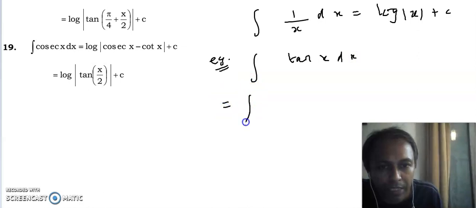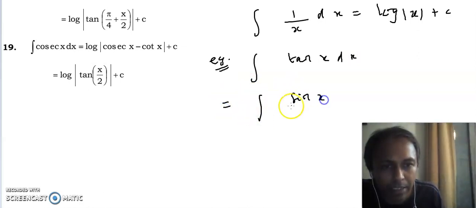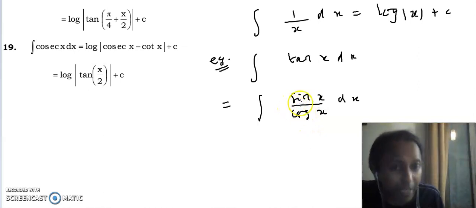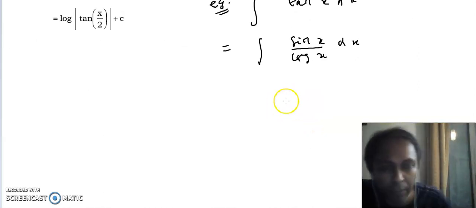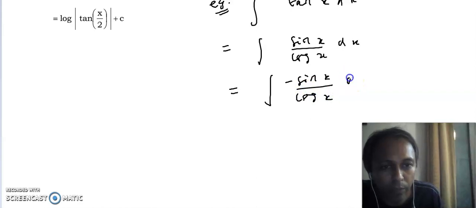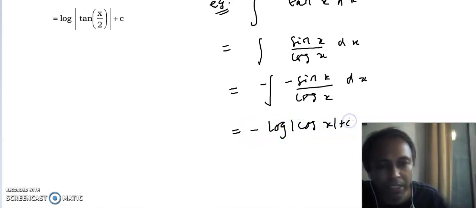Now when you face tan x, the student can write tan x as sin x upon cos x. This makes you think that the cos x derivative is minus sin x. So the derivative of cos x is minus sin x, and you will have to make this minus, but there was no minus with you. So you can multiply by minus 2 times. So this becomes minus log of mod of cos x plus c.